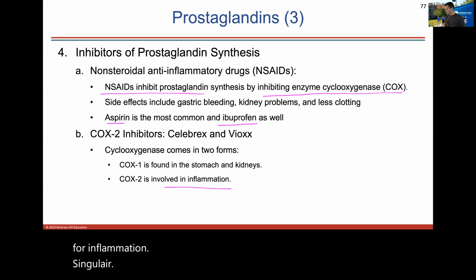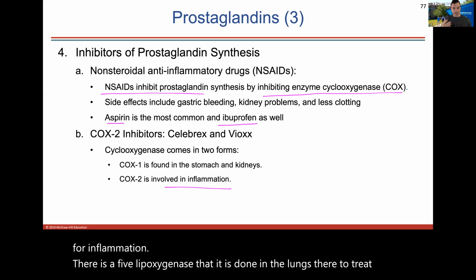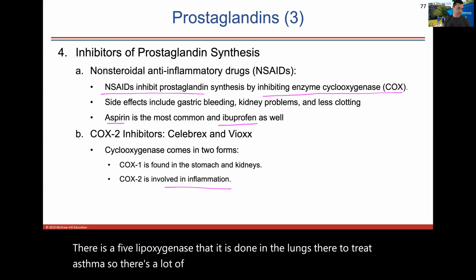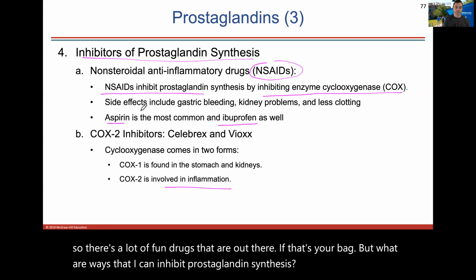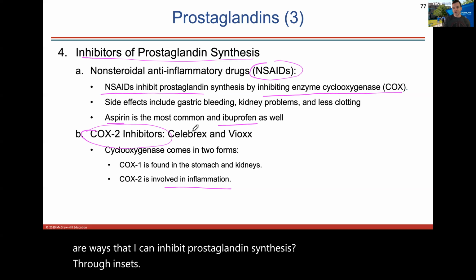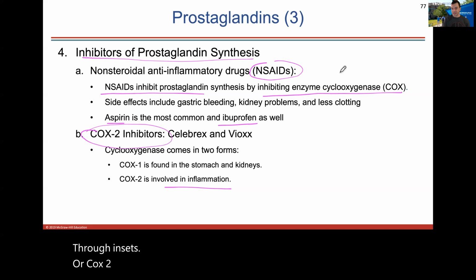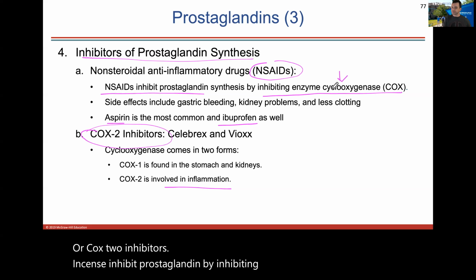Singulair is a 5-lipoxygenase inhibitor that works in the lungs to treat asthma. So there are a lot of fun drugs that are out there if that's your bag. But what are ways that I can inhibit prostaglandin synthesis? Through NSAIDs or COX-2 inhibitors. Okay. NSAIDs inhibit prostaglandin by inhibiting the COX enzyme. Don't make it, don't get it.